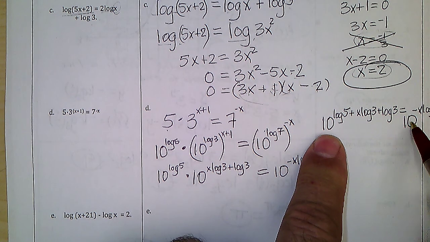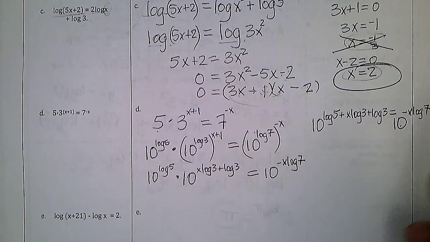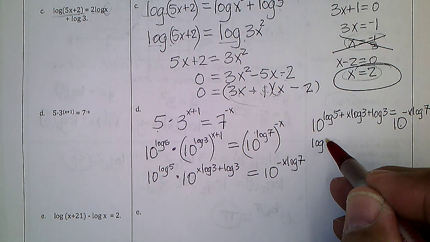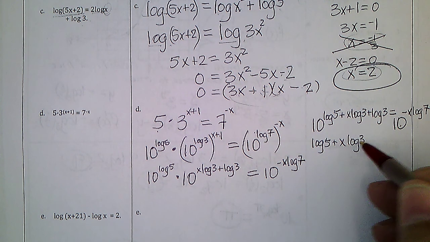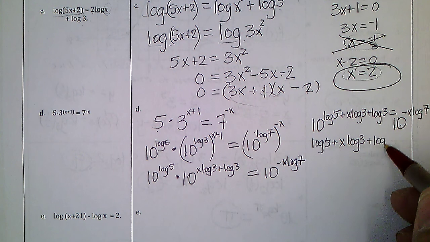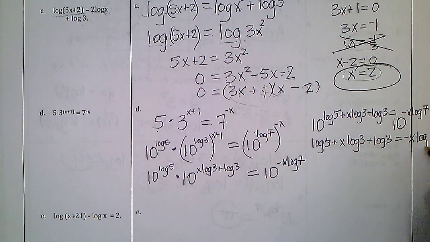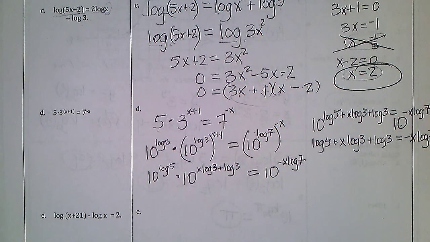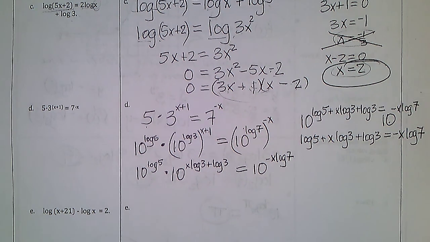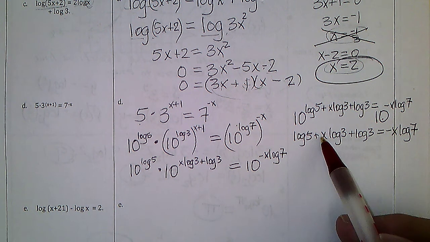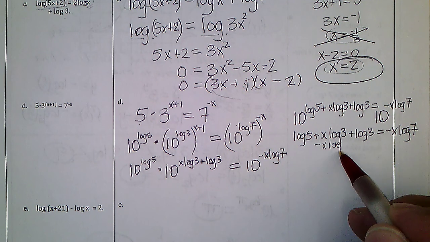Now I have a singleton base and a singleton base, so I now can set the powers equal. So I'm going to have log of 5 plus x log 3 plus log 3 equals negative x log 7. Now I should get all of my x's on the same side. And so a lot of you subtracted x log 3 from both sides, and that's the correct thing to do, but then you made a mistake after that.